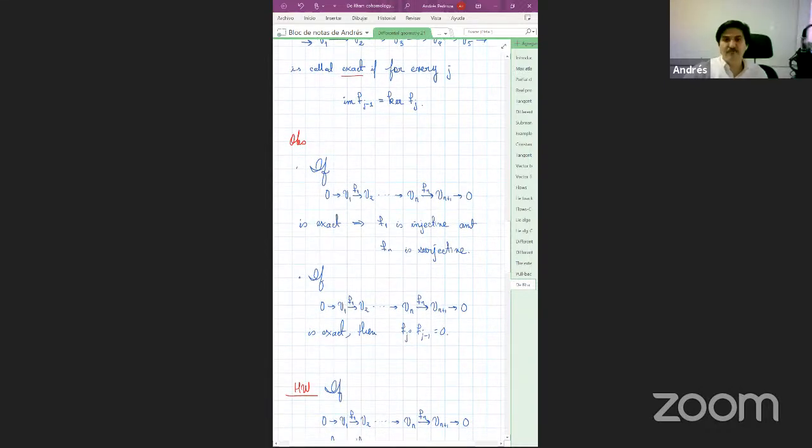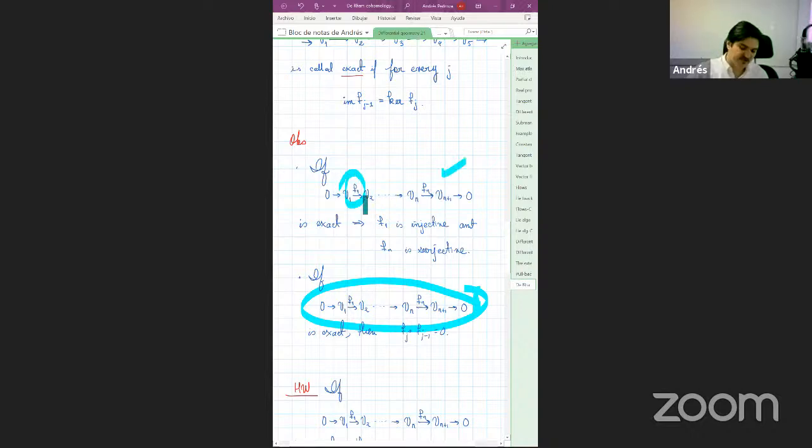Now, another important observation is this one. Here, I don't care if it's a finite sequence. Here, I do care, because my observation is the first one and the last one. And on this last observation, it is important that it is a finite sequence.